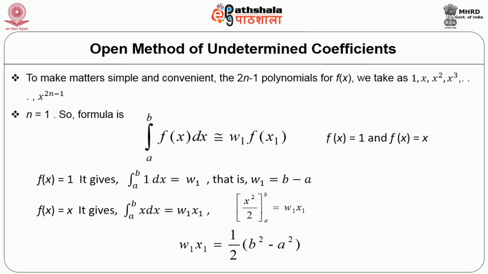Integrate 1, the integral is x, limits are a to b, so we get the answer b minus a. So, we get the first equation as w1 is simply b minus a. And secondly, we put f(x) equal to x here. So, the integral from a to b of x dx is equal to w1 into x1. Integral of x is x square by 2, limits of integration are a and b. So, we get the answer (b square minus a square) by 2 is equal to w1 x1.